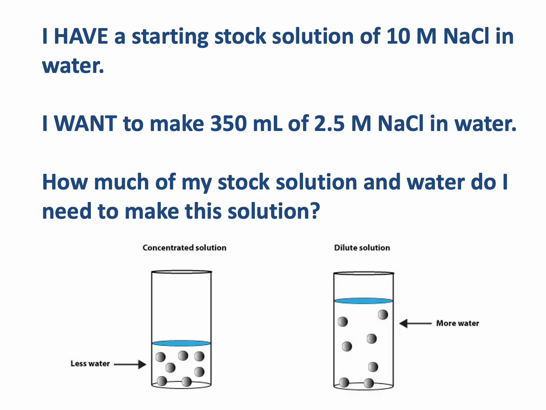So let's say you have a stock solution of 10 molar sodium chloride, right? So it's 10 moles of sodium chloride in a liter of water. But you need a solution that is 2.5 molar sodium chloride, and you need to make 350 mils of the stuff. So this is a standard question. How much of your stock solution are you going to need? And how much water are you going to need to make the solution that you want, the 350 mils?